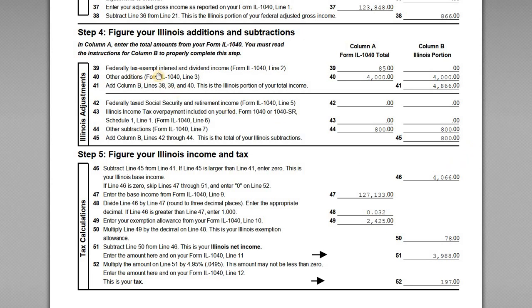So we've got our federally tax-exempt interest here, $85. We've got the addition, $4,000, which applies to Illinois. And then we've got the subtraction down here, $800. And then the $800 also applies to Illinois.